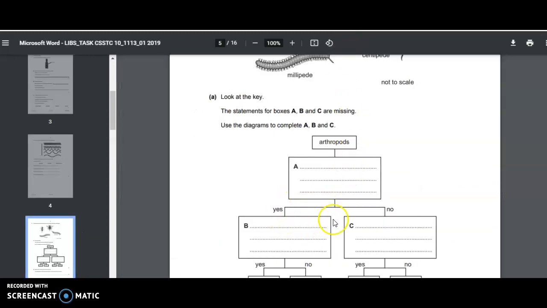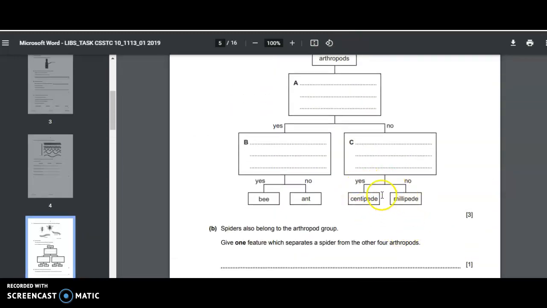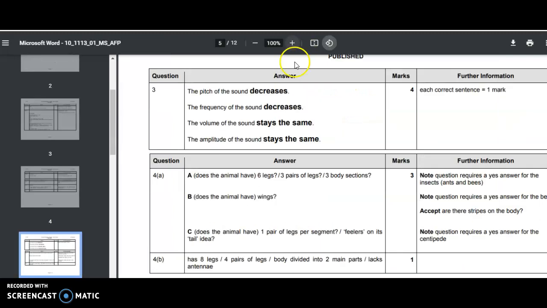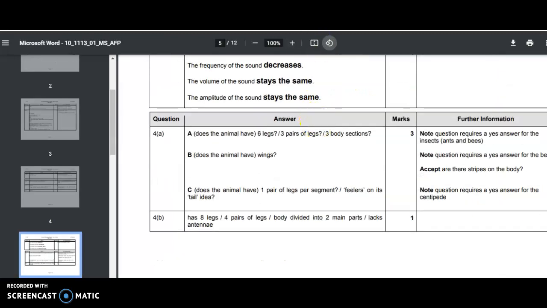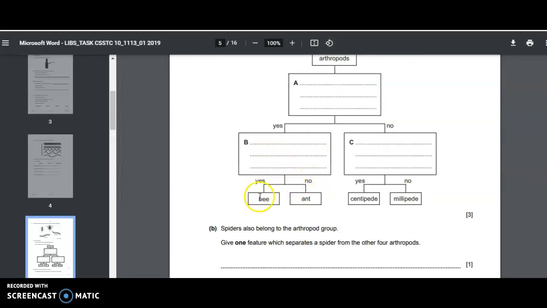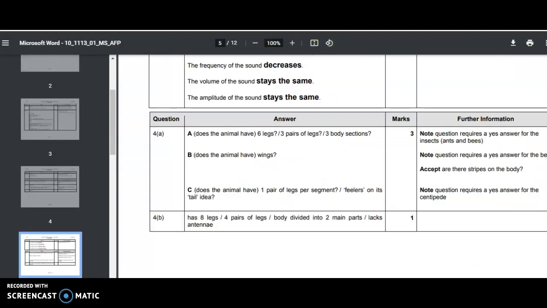Because you need to be able to have a yes and a no, because centipedes and millipedes, so that would mean you need to know the characteristics of both of those things. We know that these are myriapods with a lot of legs. They look like worms with a lot of legs. And bees and ants. So the first thing we have is about the body type. The second thing would be about, does the animal have wings, right? Bees do, ants don't. And the third one would be about the pair of legs per segment.